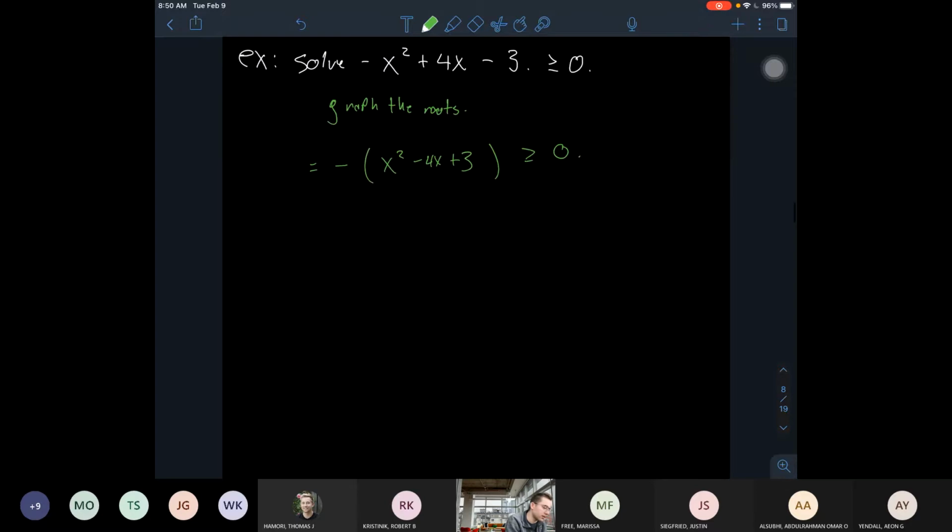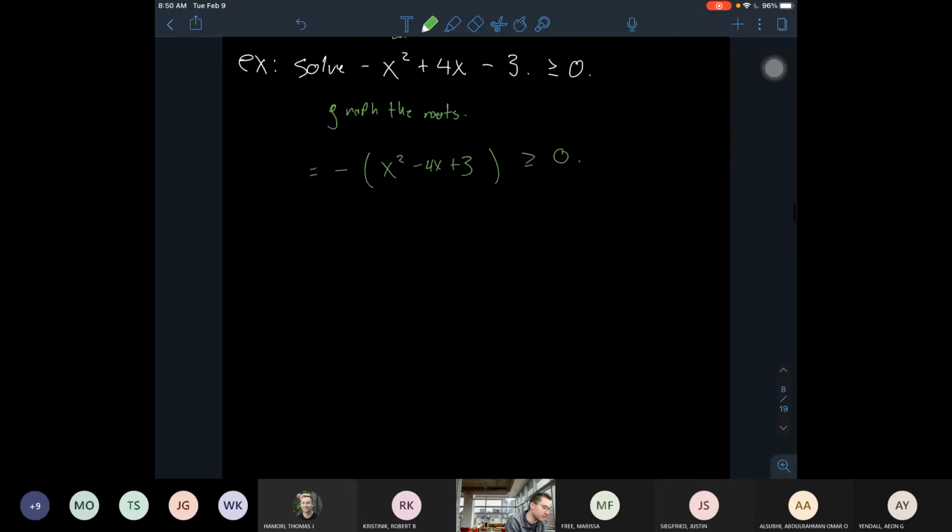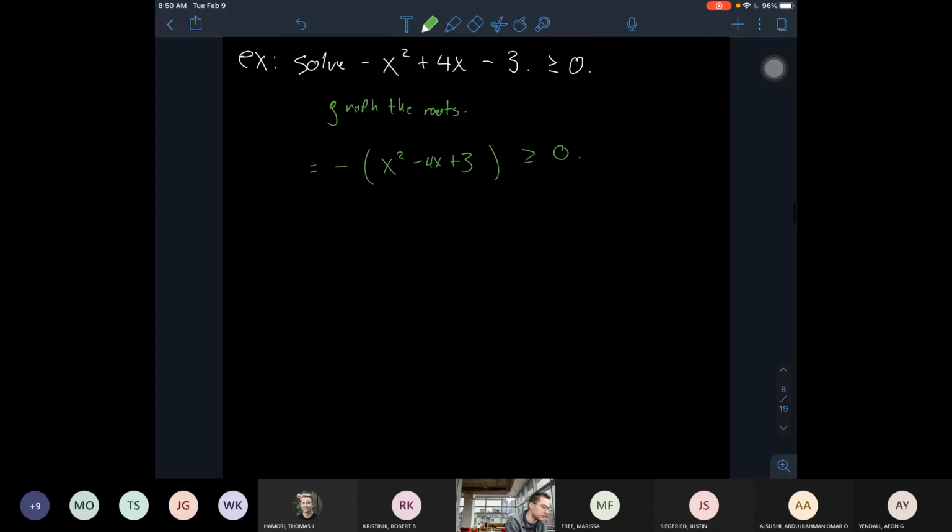I want to know, where is this larger than or equal to 0? Okay, so I'm going to factor this now. We'll get x minus 3 times x minus 1 as well, right, is larger than or equal to 0.